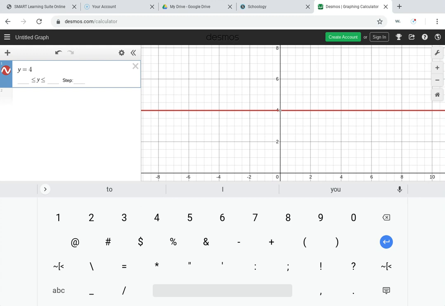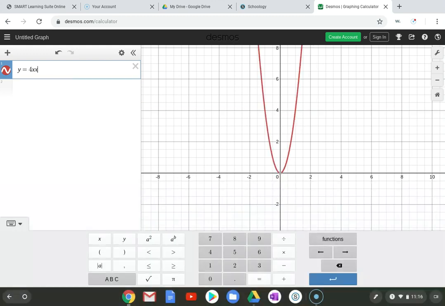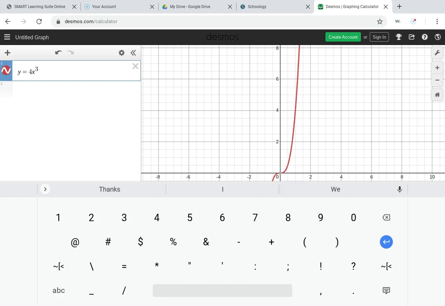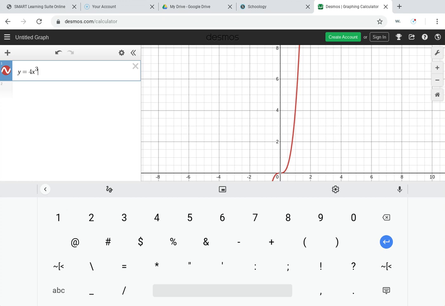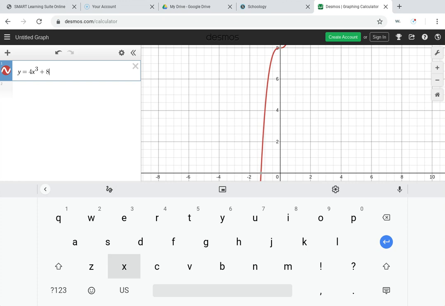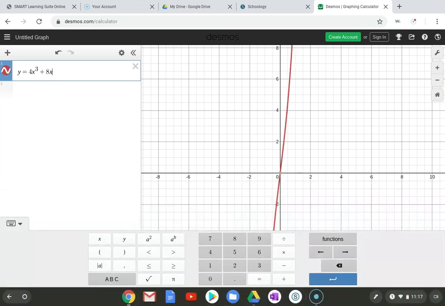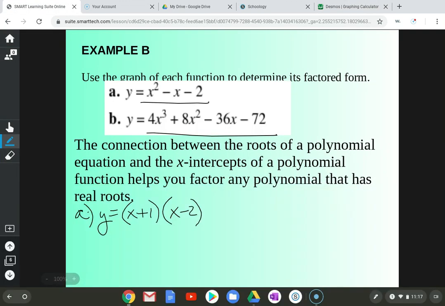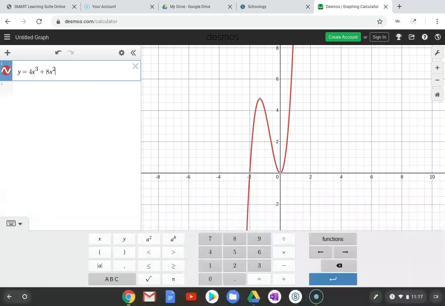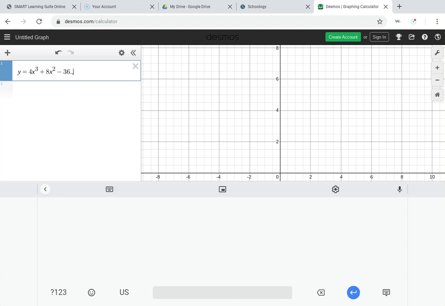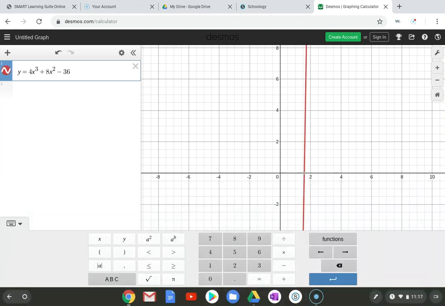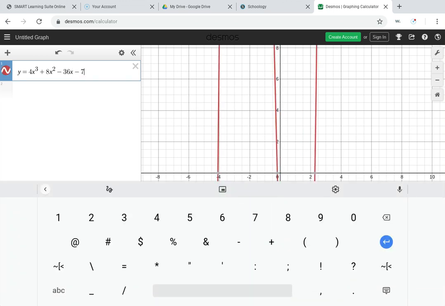Okay, 4x cubed plus 8x squared minus 36x minus 72.